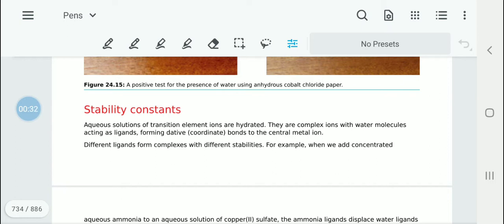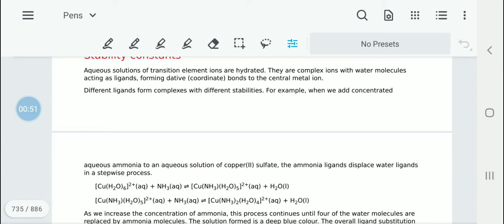Now, when the aqueous solutions of transition elements are hydrated, that means they make complexes with water molecules. The water molecules act as ligands by forming dative or coordinate bonds with the central metal ion. So depending on how many water molecules are there or what other types of ligands are there, their stabilities are going to be different as well.